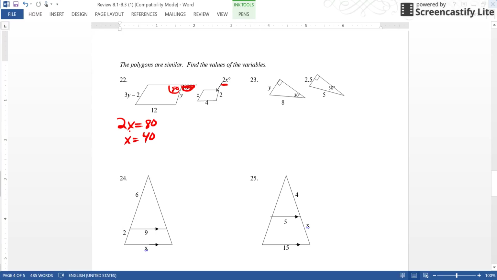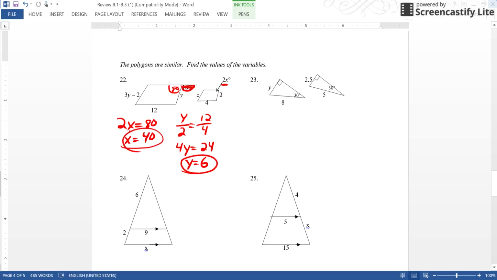All right, and then the corresponding angles. Now I can start with my y's. So I could say y over 2. So this over this, the big side over the little side, corresponding to the little one, let's do this 12 over 4. So I get 4y equals 24, y equals 6.